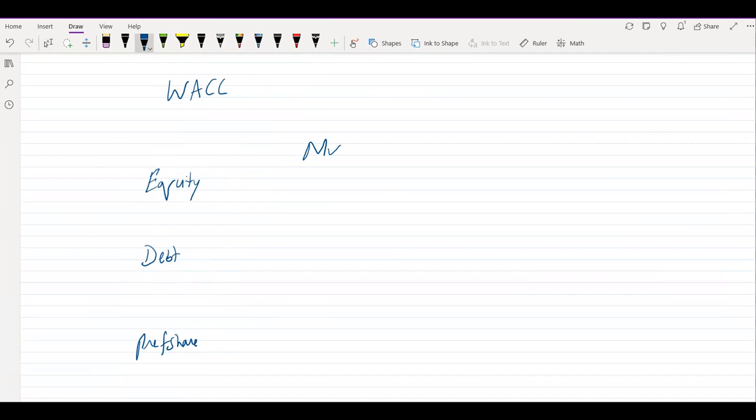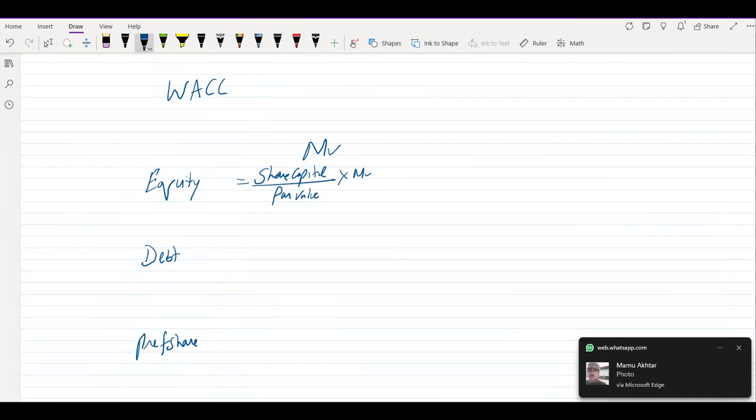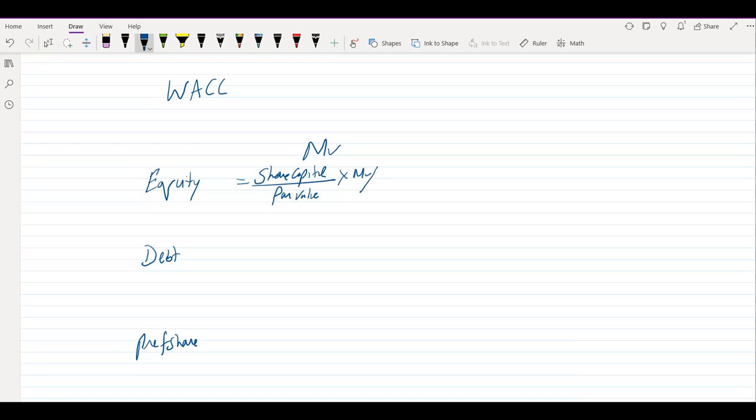How to calculate the market value of equity? Calculate the number of shares by dividing share capital over par value, into market value per share.